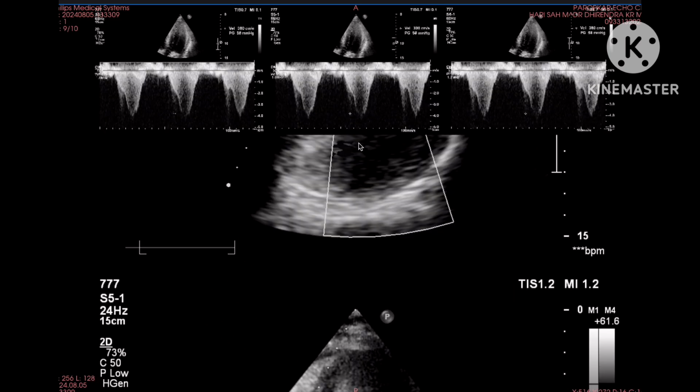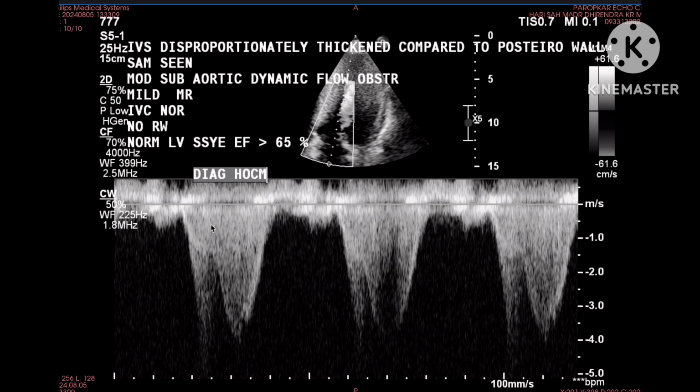In this image, you can see the cursor is going through the subaortic zone and significant flow obstruction. Peak velocity is between 3 and 4 meters per second, indicating significant subaortic flow obstruction.